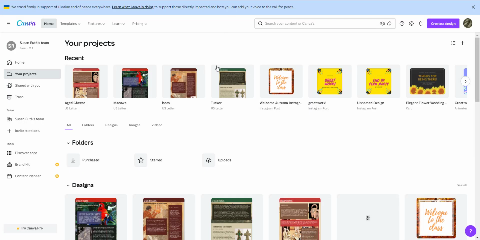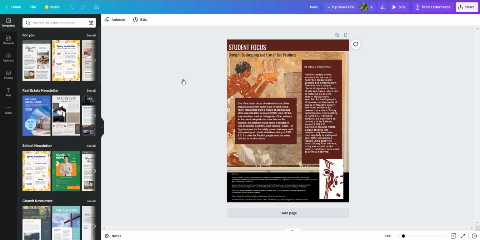I'll just show you some more of these. This is really kind of interesting. This is ancient beekeeping and the use of bee products. Again, I couldn't do a whole chapter on this, but this might fit nicely in a chapter on Egypt or in a chapter on the Neolithic.